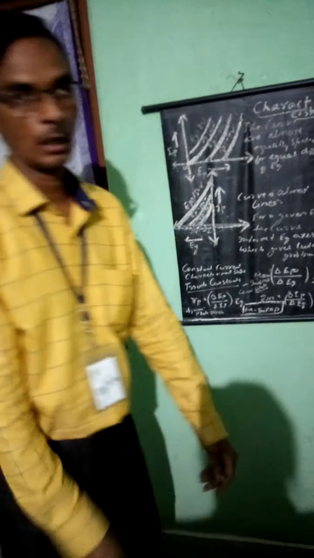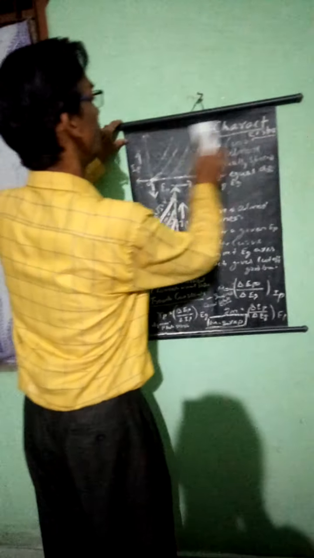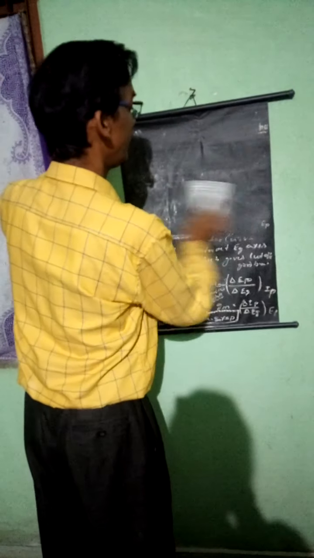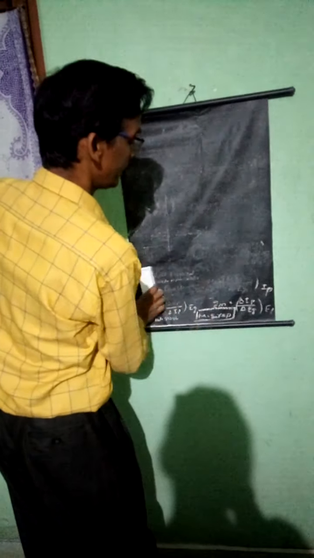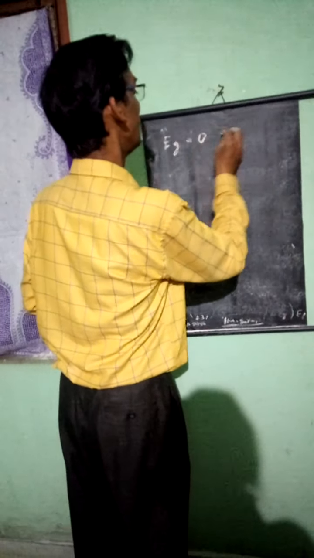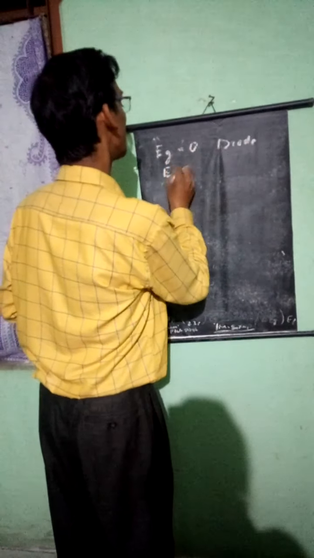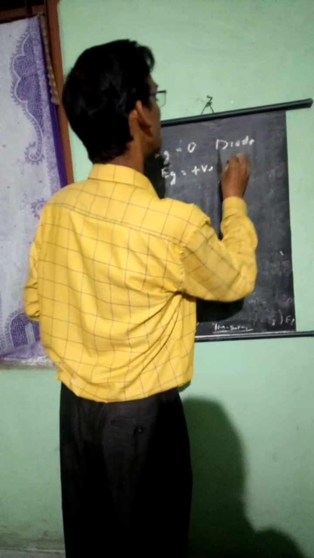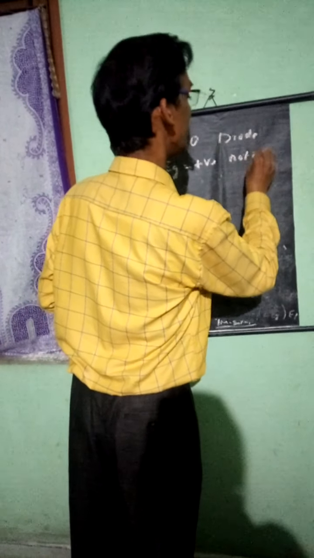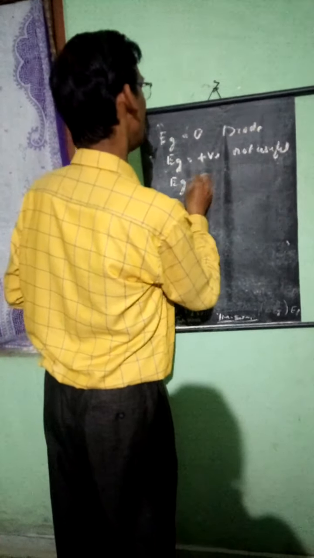Our main purpose now is to evaluate how the grid potential changes things. If the grid potential is 0, it acts as a vacuum diode. There are three cases. One is EG equal to 0, which acts as a vacuum diode. Then EG equal to positive is not useful; it will damage your tube and is never useful practically. And EG equal to negative is always applicable.